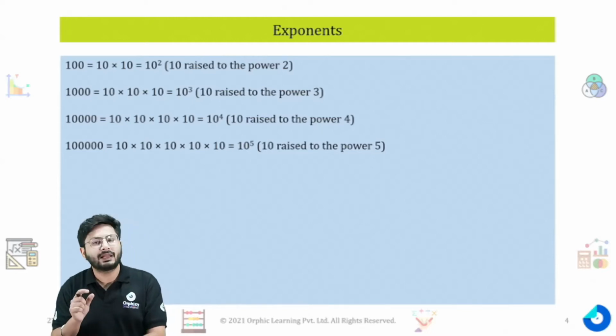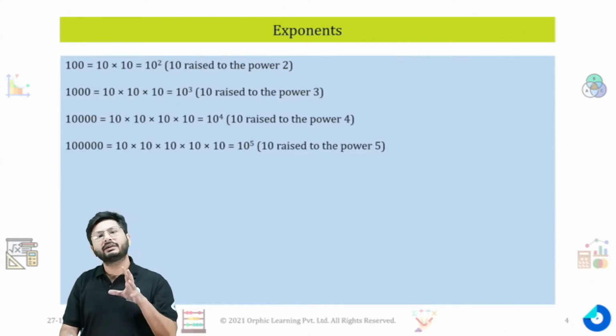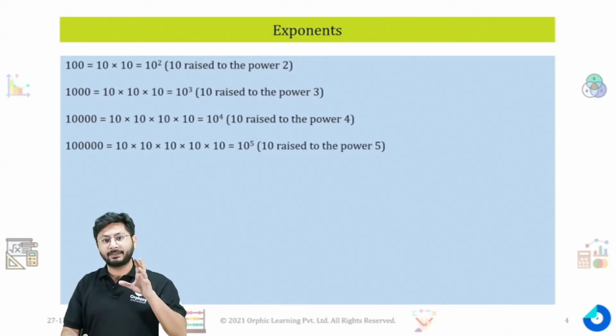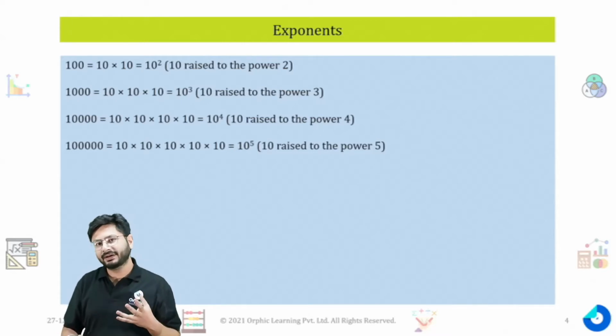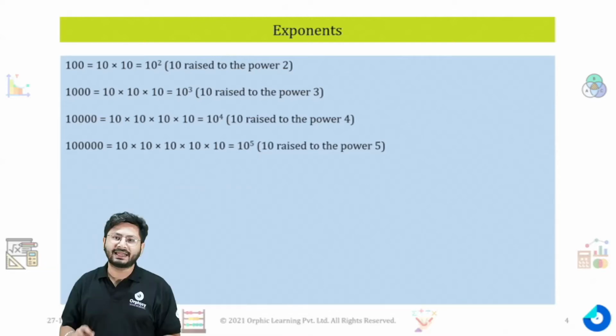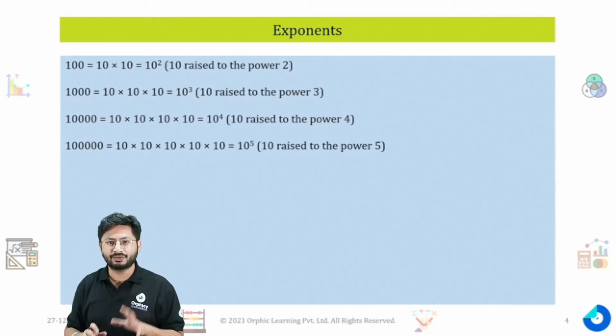So as many zeros as there are, that much power will be used. Suppose there are 100 zeros after 1, then it is 10 to the power 100, and so on. If I have 100 zeros after 1, it will be quite difficult to write it again and again. But what if I have the method of writing in terms of exponents? I can directly write it as 10 raised to the power 100. That's it. As simple as that.